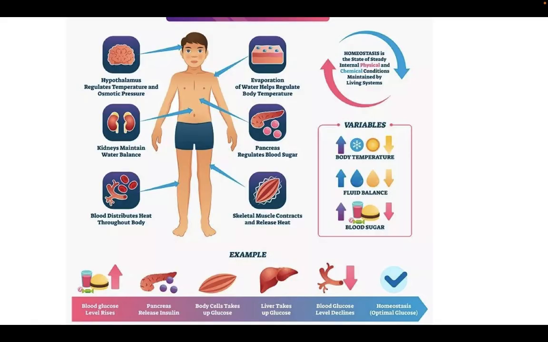Okay, so here are some examples of control centers, which we'll get to in the next slide, that impact homeostasis, the different parts that help with maintaining that balance. Here's an example going from start to finish. Blood glucose levels rise, pancreas releases insulin, the body cells take up glucose, the liver takes up glucose, blood glucose then declines, and we get back to homeostasis. So, depending upon the scenario will determine how many things actually respond.